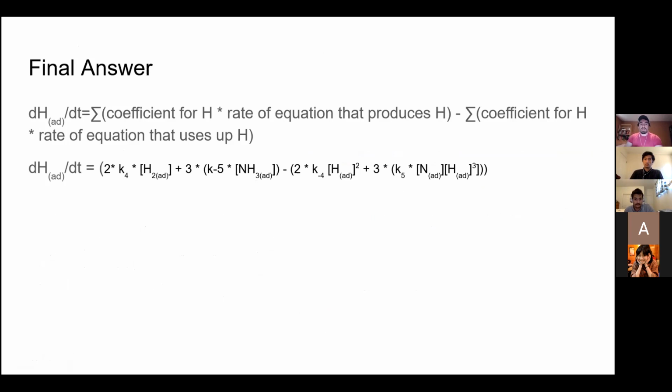And so for your final answer, you can write d[H adsorbed]/dt equals the sum of all the coefficients times the rates of the equations that produce H, minus the sum of the coefficients of H times the rates of the equations that use up H. So that ends up being a long expression, but this gives you a very generalized equation that you can apply to anything.